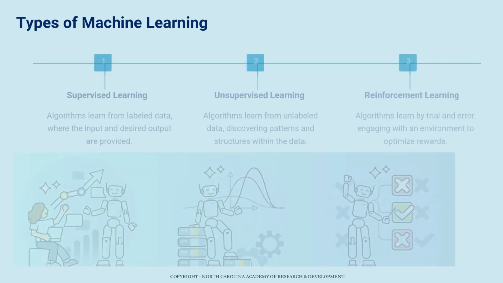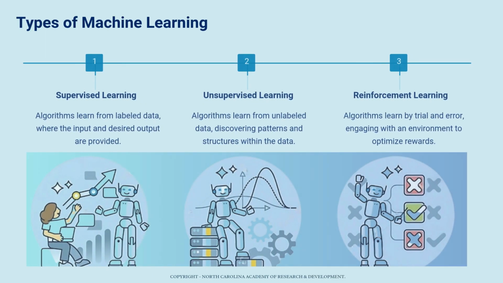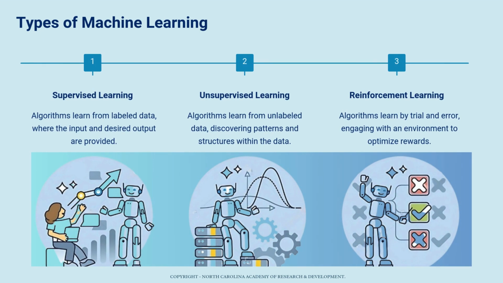Machine learning can be divided into three main types, each with a unique way of learning and solving problems. Supervised is like having a teacher. Unsupervised is like exploring without guidance. And reinforcement is like learning from mistakes. Each type of machine learning is tailored to a specific kind of problem solving.